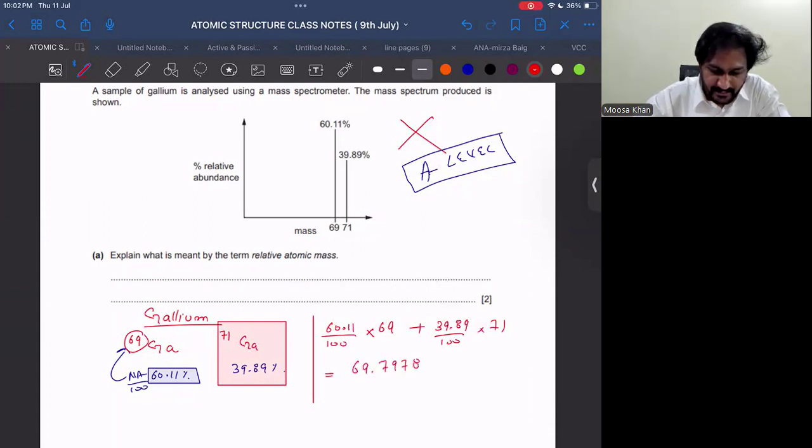69.7978. Okay, sometimes he asks you to write to 2 decimal places, sometimes to 1 decimal place. So that's up to you. If he is asking you to write up to 2 decimal places, then you can write it to 2 decimal places.